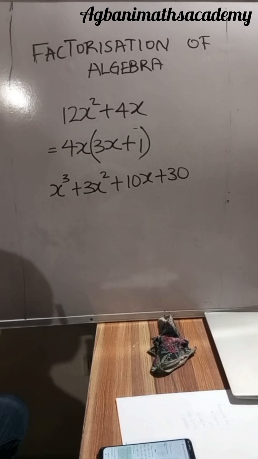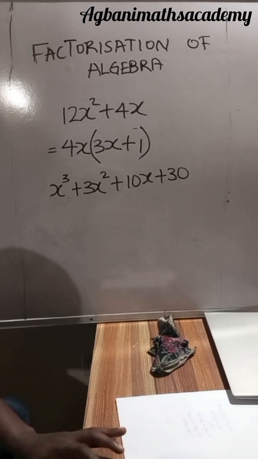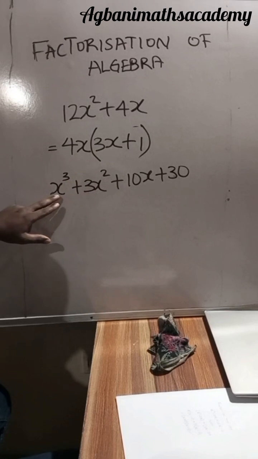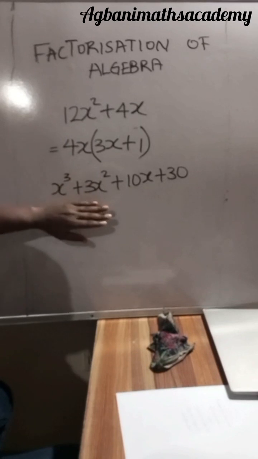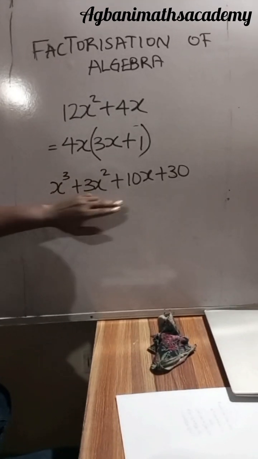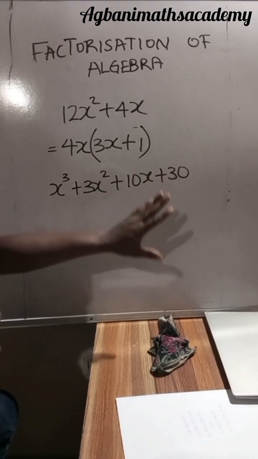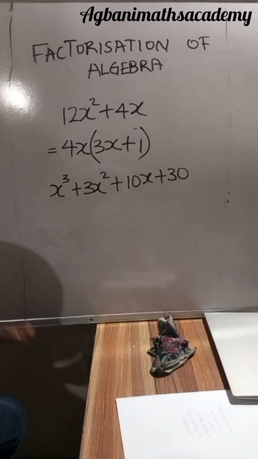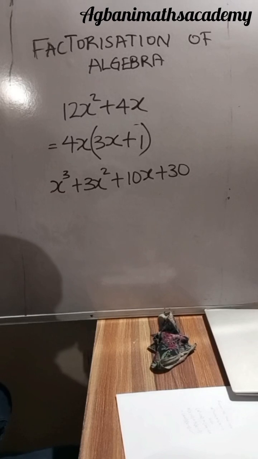In order to factorize it, we are going to do grouping. We pick two terms and group them together, then we pick another set of two and group them together. That is the way to factorize by grouping. So let's look at this one. Here we have x raised to power 3 plus 3x raised to power 2. We can pick them as one group. Here we have 10x and 30. We can pick this as another group. But what is very important is that when you pick a group, you must make sure that they have something in common.